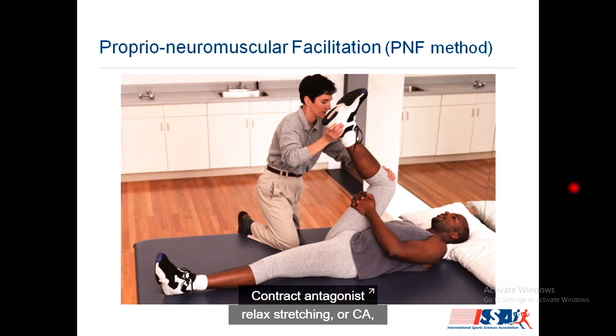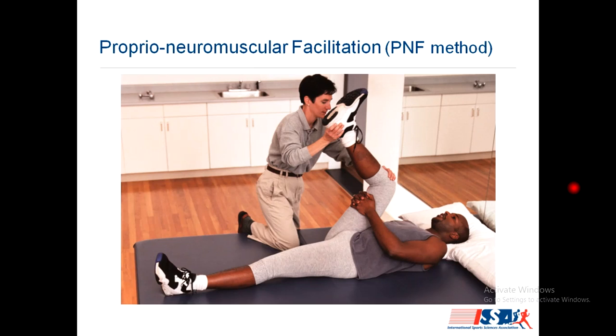Contract-antagonist-relax stretching, or CA, takes advantage of a phenomenon known as reciprocal innervation. Antagonist muscle groups must relax and lengthen when the agonist group contracts. By isometrically contracting the antagonist immediately prior to stretching the agonist group, reciprocal innervation will help facilitate an increase in the agonist muscle.